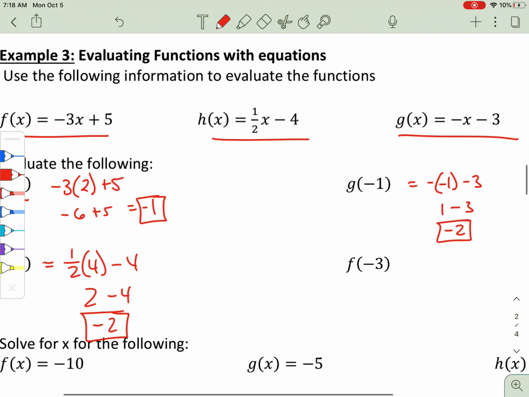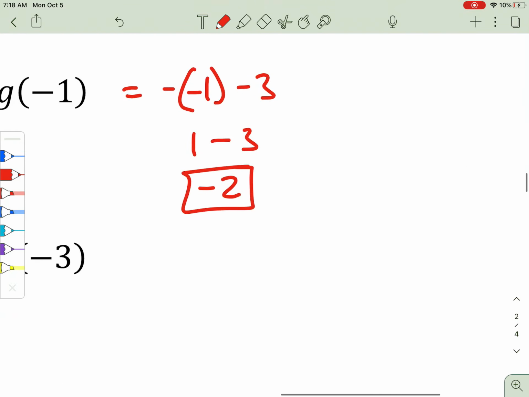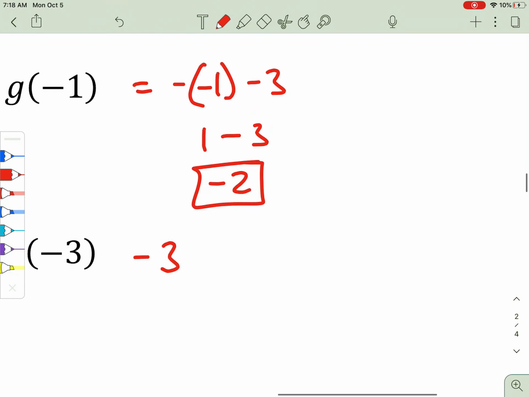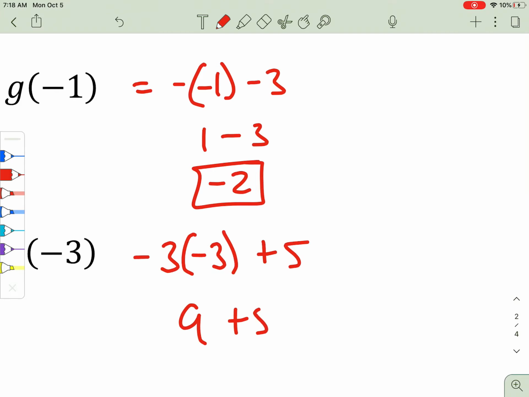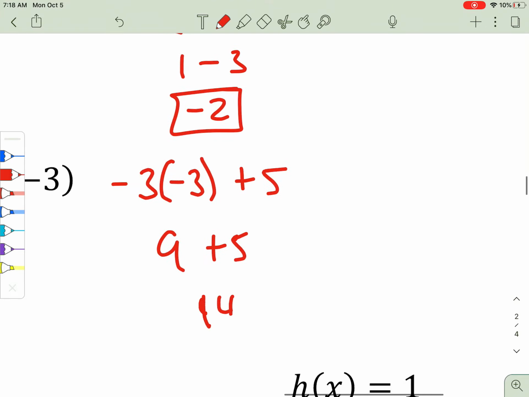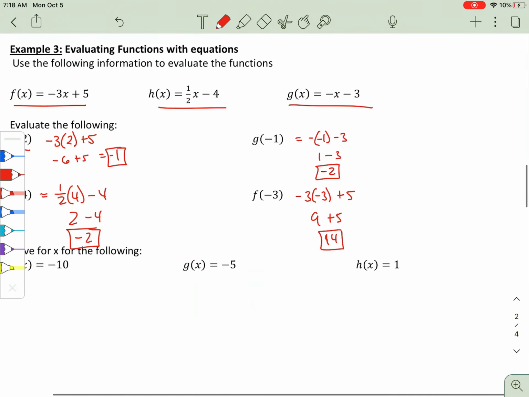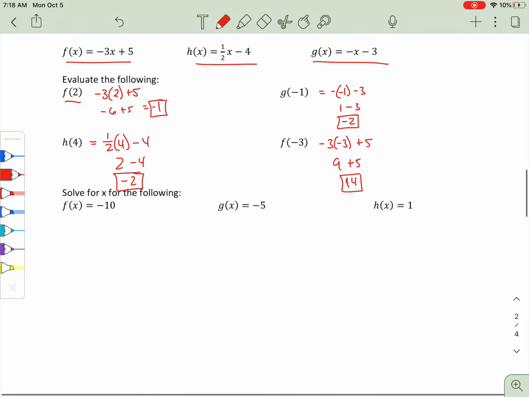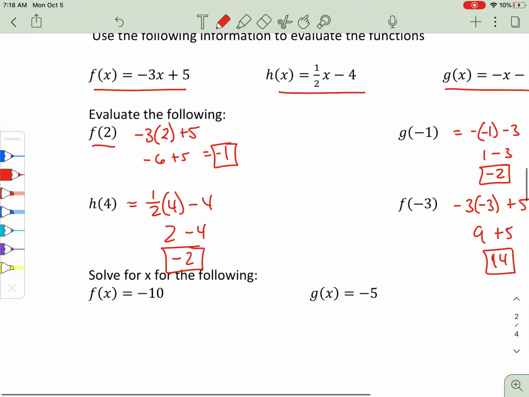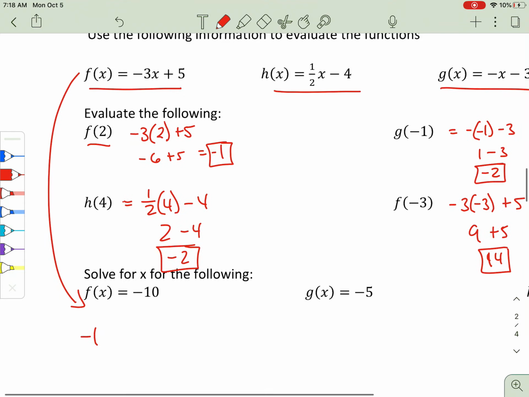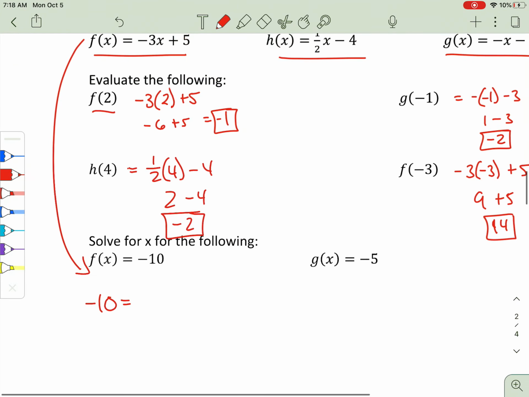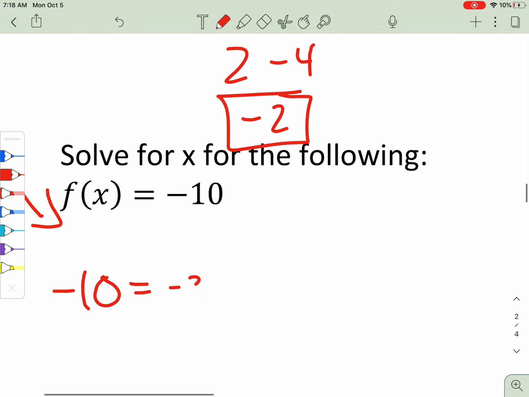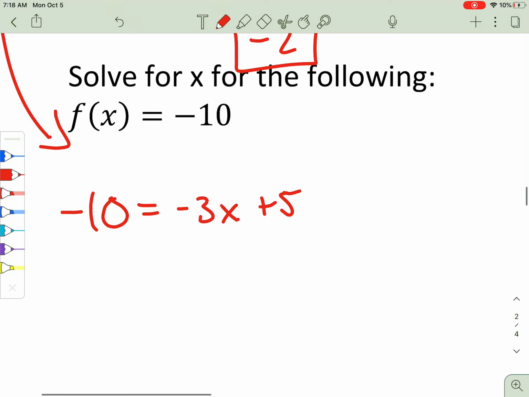Okay, and then f of negative 3, so negative 3x plus 5, negative 3x, negative x is negative 3 plus 5. This gives us 9 plus 5, which is 14. Done. Okay, then it says solve for x for the following. So if our first function equals negative 10, we need to solve for x. So we're going to say negative 10 is what f of x equals. So we're just basically going to set that equal to the actual function and then solve.